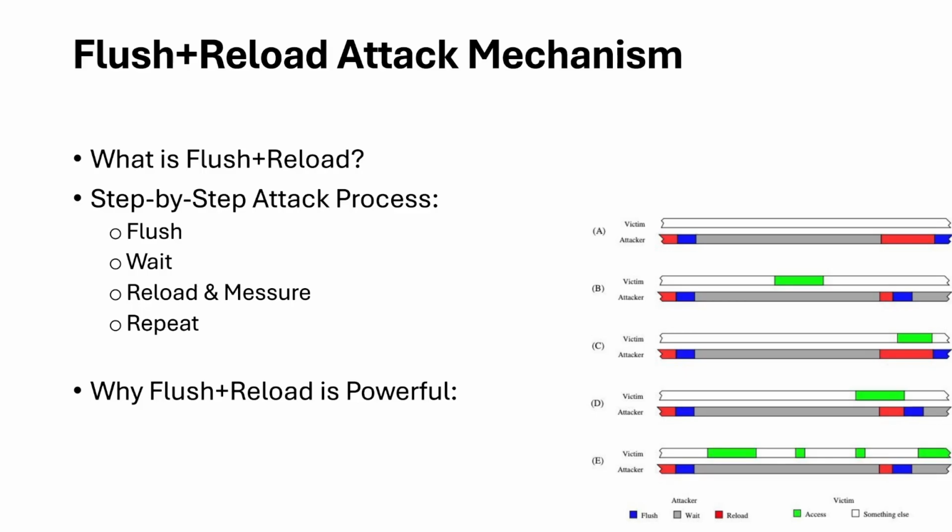Now, why is FLUSH+RELOAD so powerful? We have high accuracy. Detections can access specific memory lines, unlike older attacks. It works across different cores as well, so attackers don't need to share the same execution core as the victim. And then there's cross-VM compatibility, so we can attack different VMs while on a VM.